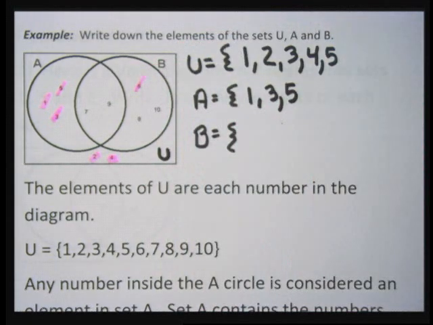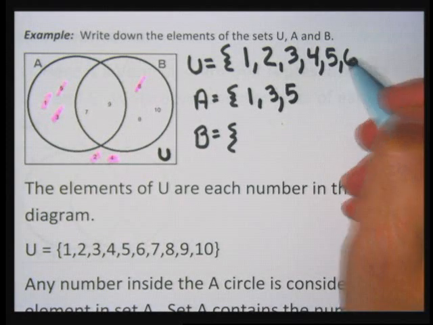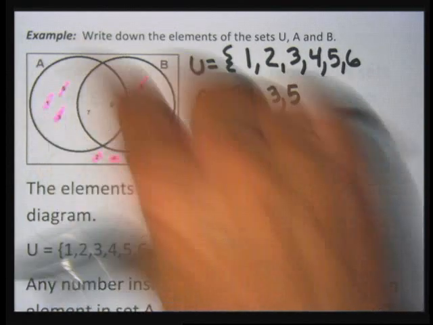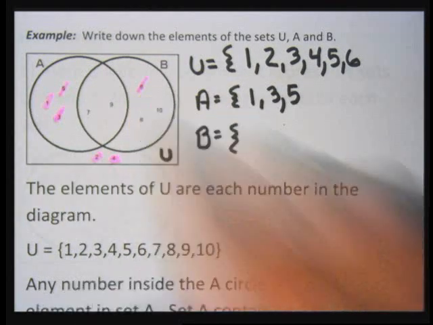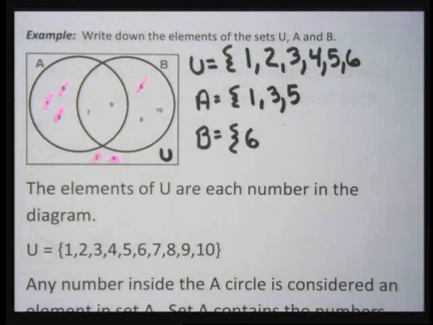6 is inside the rectangle, so it's part of the universal set. It's outside the A circle, so I won't put it in A because the A is that circle and 6 is not part of that. But it's inside the B circle, so I'll put 6 in the B set. The nice thing about taking the numbers in order is that my sets are coming out alphabetically, which I kind of prefer.